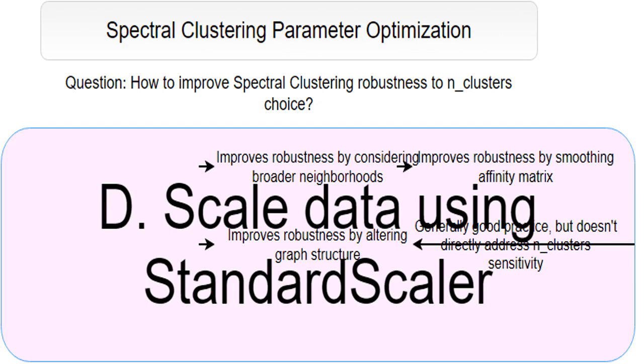StandardScaler helps to prevent any one feature from dominating the clustering process by adjusting all features to have a similar range of values. While generally a good idea for improving the overall quality of your clustering, it won't directly solve the problem of sensitivity to the number of clusters.